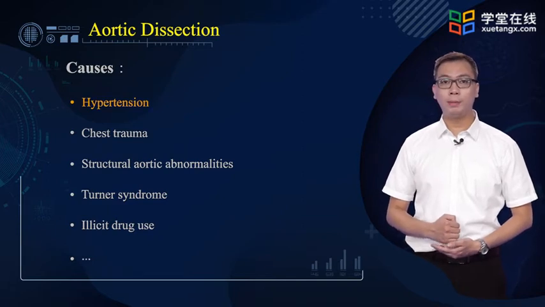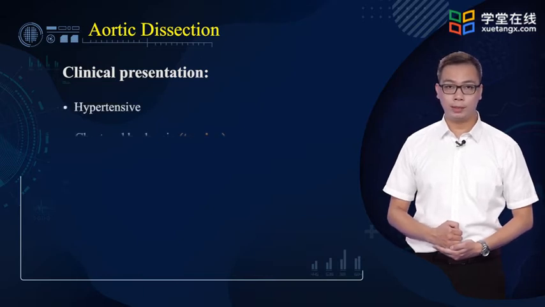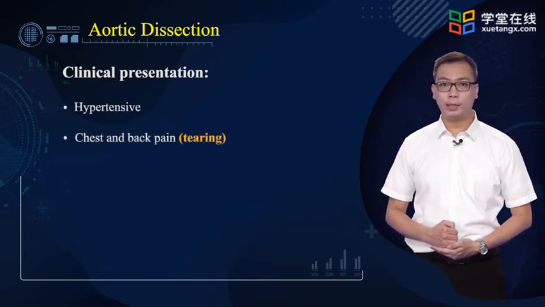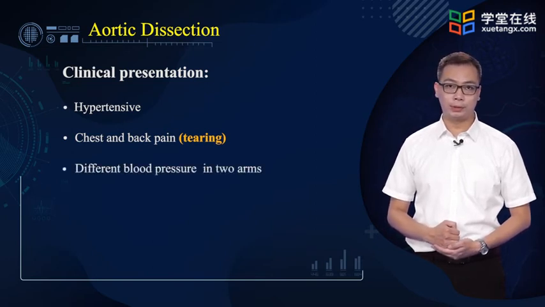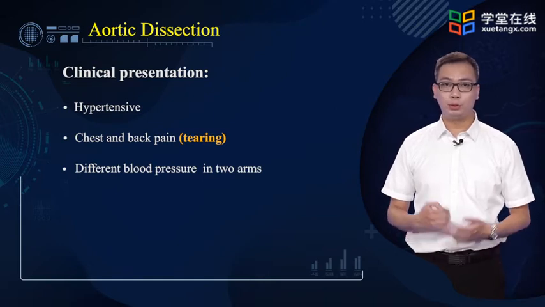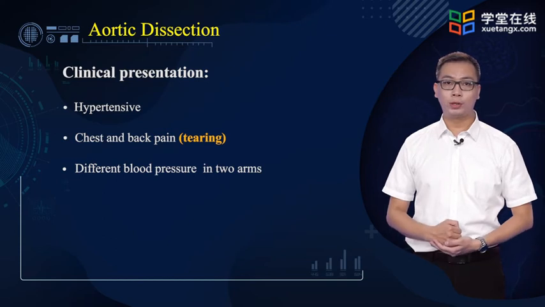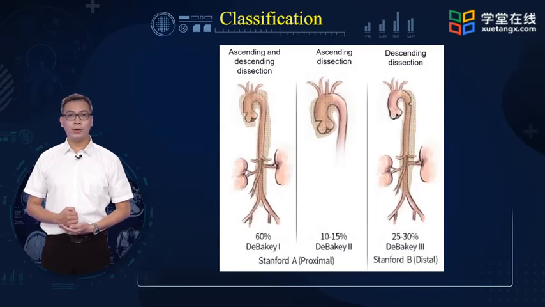Patients are often hypertensive, although they may be normotensive or hypotensive, and present with chest and back pain, often described as tearing in character. There may be a difference in blood pressure between 2 arms, depending on where the dissection occurs. The classification of aortic dissection is very important because it is the main criterion for clinicians to guide management.